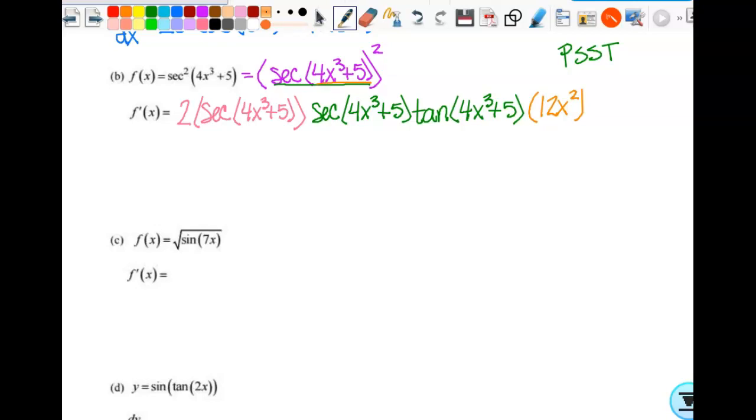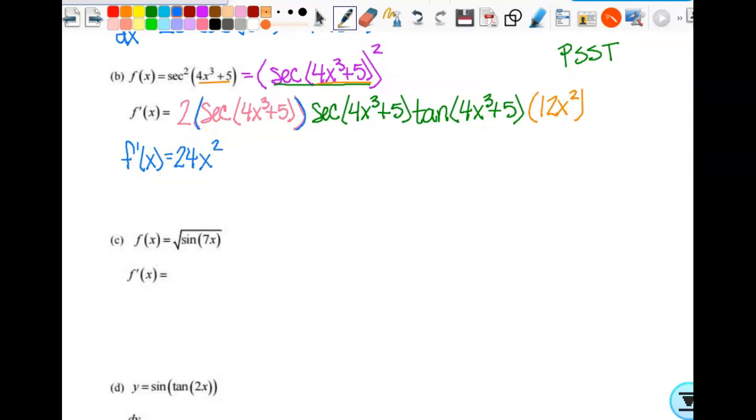And notice every trig thing I have in there has the same argument. It all matches the original. Don't change what's inside there. So now when I go to clean it up, and I can say that I have f prime of x, these parentheses right here, they don't really do anything, right? So I can do the 2 times the 12x squared. That'll give me 24x squared.